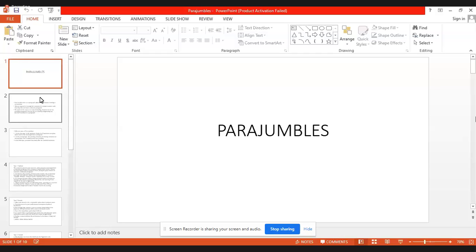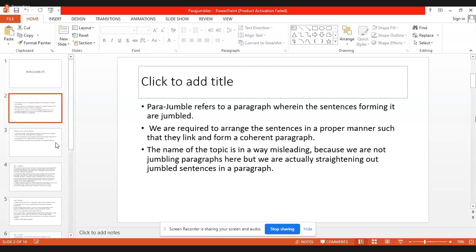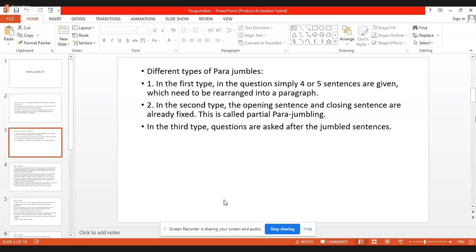Now, students, very quickly through this, parajumble refers to a paragraph wherein the sentences forming it are jumbled, right? You have to arrange the sentences in a proper manner. Different types of parajumble questions: there could be 3 basic types of parajumble questions, students.